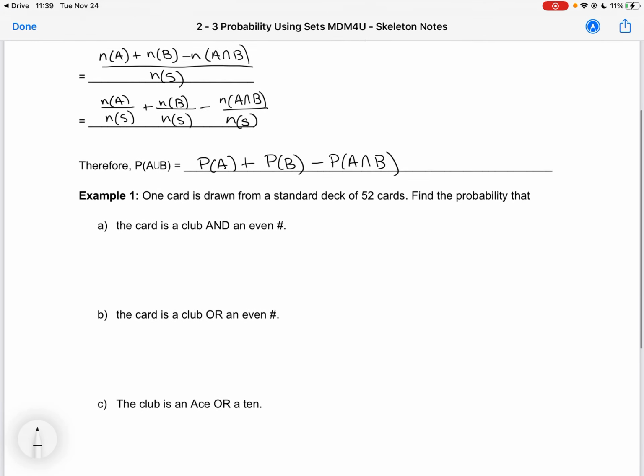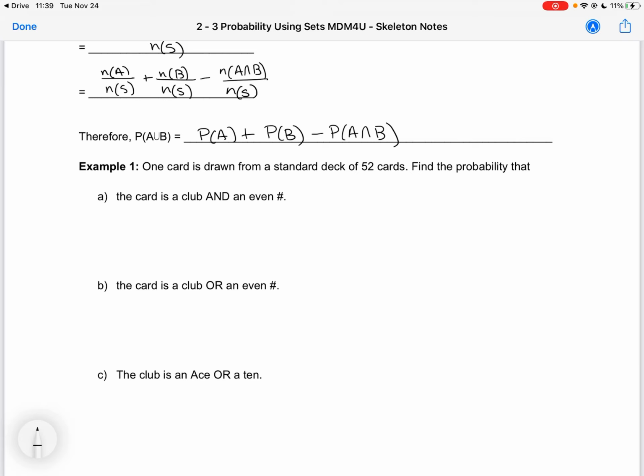So for example, one card is drawn from a standard deck of 52 cards. Find the probability that the card is a club and it is even. So probability of a club and it's even. How many possibilities do we have for that? Well, we've got 52 cards to choose from, so that would be our total. I know that I have 13 clubs, and out of those 13, I've got the numbers 2, 4, 6, 8, and 10, which are even, so a total of 5 elements in that set.